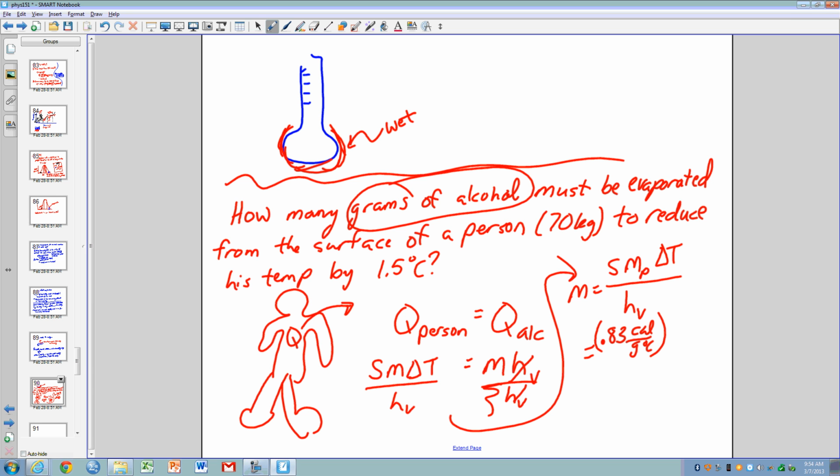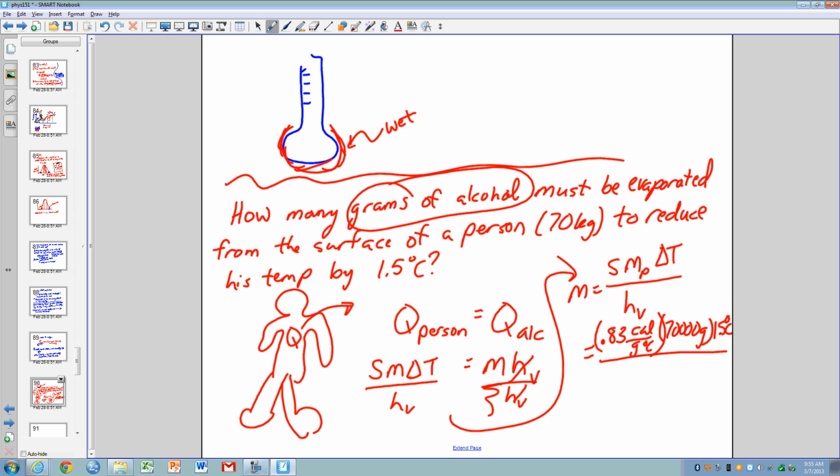Be careful. Often we'll be working in grams, and you'll see this in the homework, you'll have to convert your mass in kilograms to grams. And you'll know that because my specific heat has grams in the unit. So 70 kilograms is 70,000 grams. So 70,000 grams times 1.5 degrees Celsius.